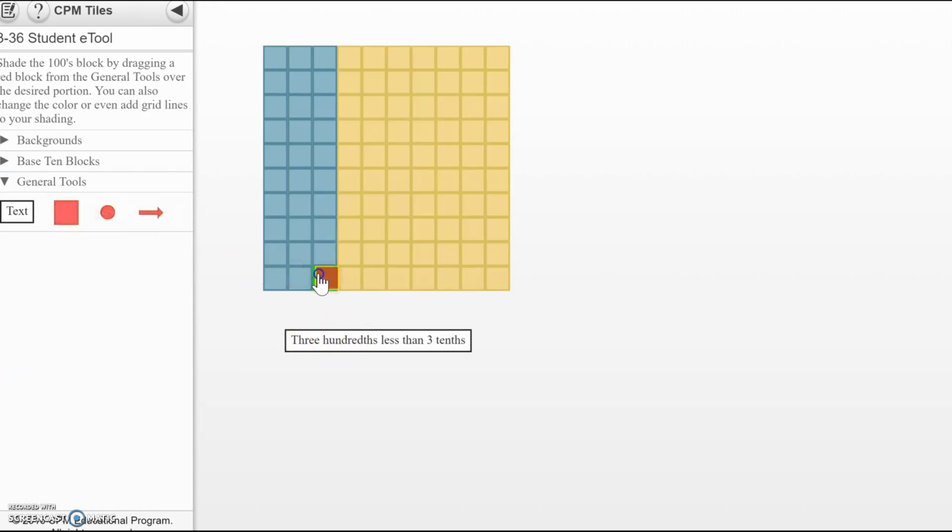So if I take one of those away, 2 and 3. So that was my 3/10. And then I took 3/100ths away. And what does that leave me with? Well, that leaves me with 2/10 and 7/100ths, or 27/100ths.